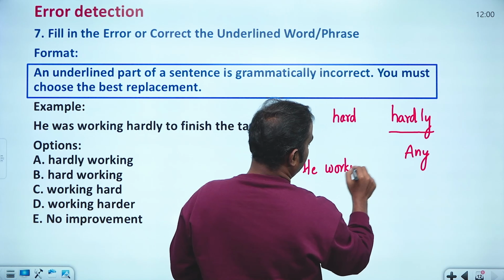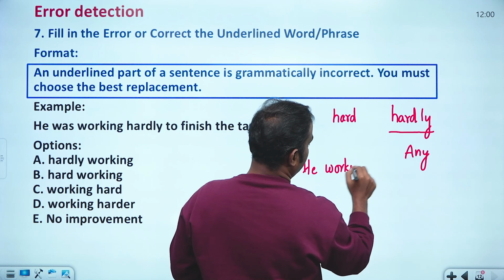The second sentence is he works hardly, which means he is not working at all. So that is the meaning. Okay, not working. He is not working at all. So hardly means not working, hard means hard working.